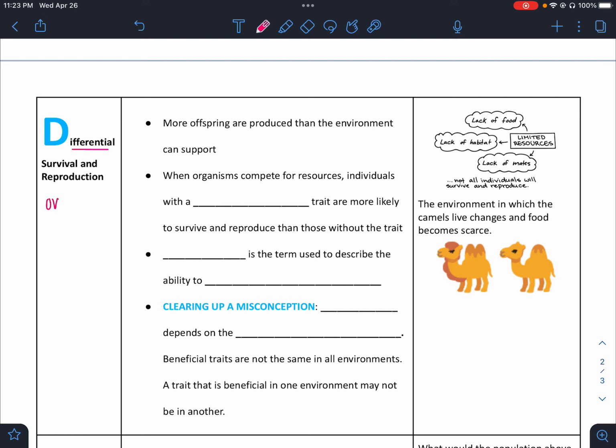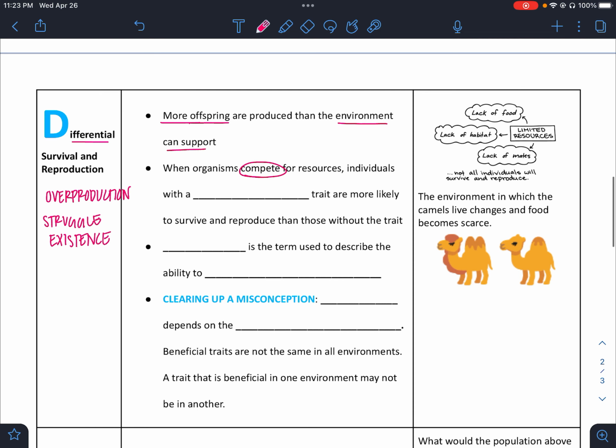And a lot of times in your textbook, it's going to say something like overproduction or struggle for existence. Okay, so those are terms that we kind of see with differential survival and reproduction that you might see in your textbook. So, what we're looking at here with differential survival and reproduction is that typically we're going to see that there are more offspring produced than our environment can support. Okay, so what this means is organisms are competing for limited resources.